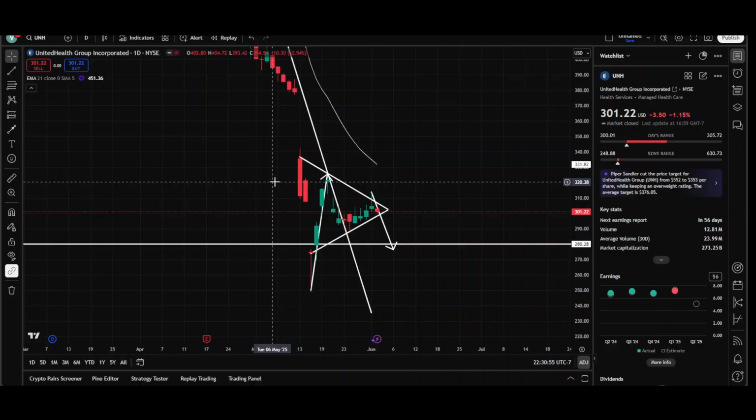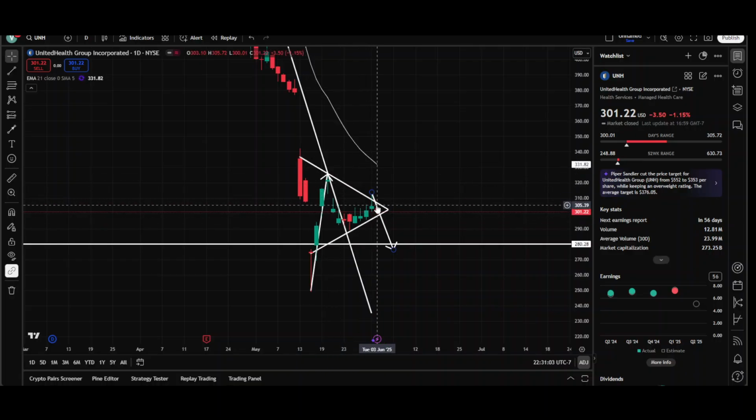Who knows which way it will break out? I don't think anyone can tell the future. If you can, then we would have multi-trillionaires easily. So no one knows which way it's going to break out.